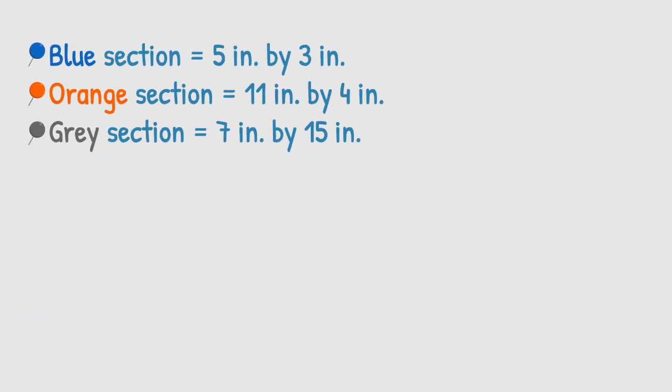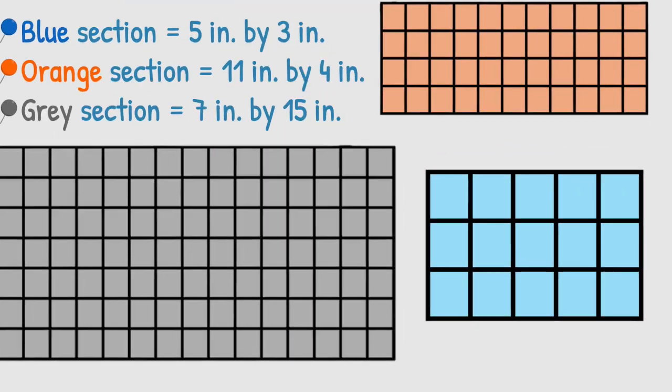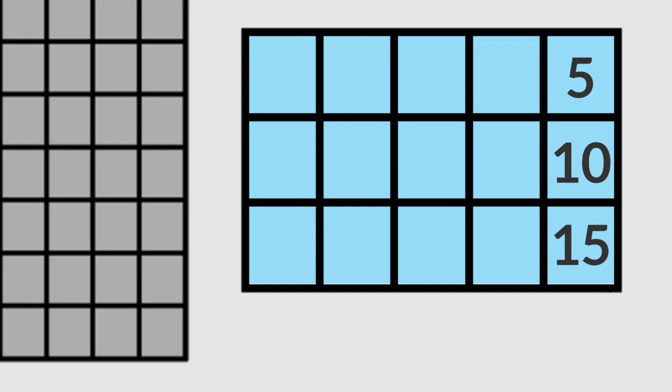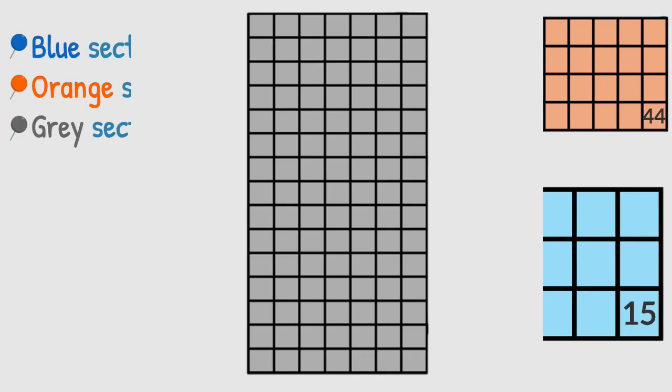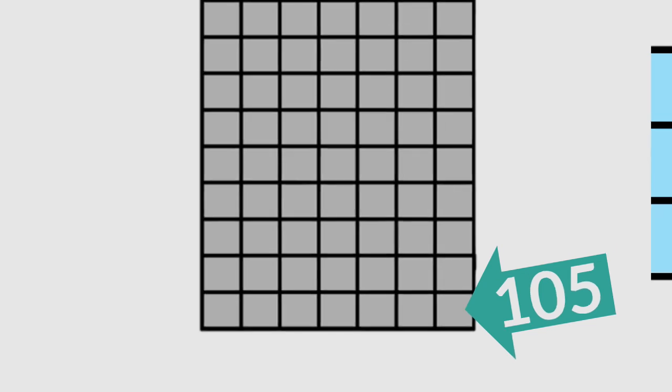I begin by drawing each section as a rectangle using the dimensions as the side lengths. The blue section is 5 inches by 3 inches, giving us a grid of 3 groups of 5 for a total of 15 blue squares. The orange section is 11 inches by 4 inches, so there are 11 blocks across in 4 rows. This is a total of 44 orange squares. Finally, the gray section is 7 inches by 15 inches, having 15 rows with 7 blocks in each. This gives 105 total gray squares.